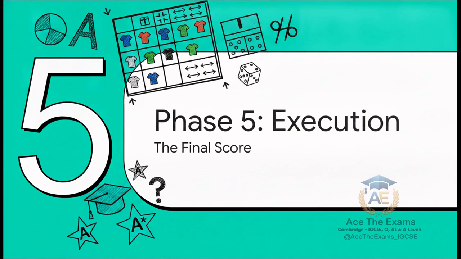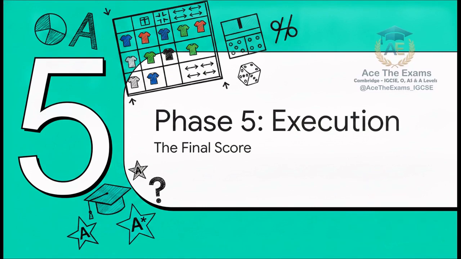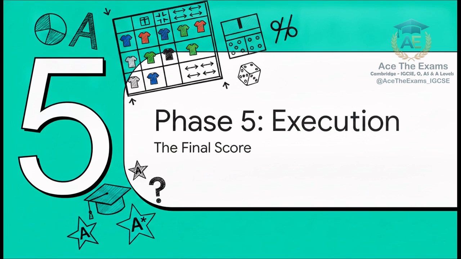We've made it to Phase 5, execution. It's time for the final score, combining everything we've learned into one masterstroke. We are facing a massive 4x3 contingency table, detailing a delivery from a shirt manufacturer. This is exactly the kind of question that appears near the very end of the Cambridge 0580 paper just to separate the A students from the A-star students.